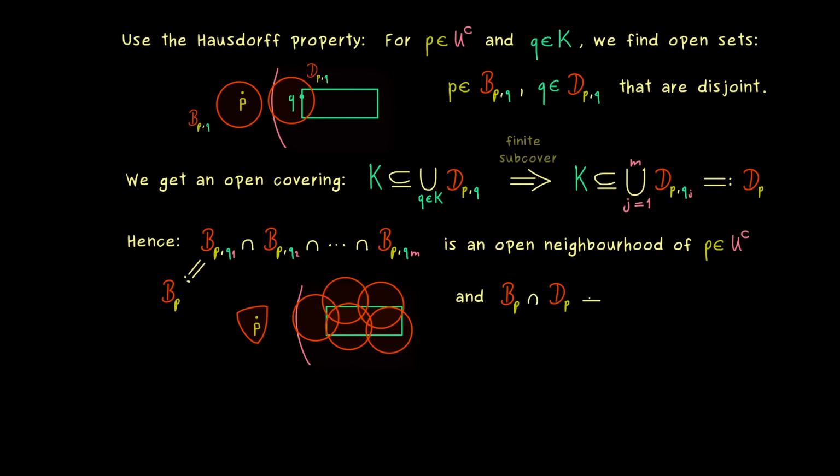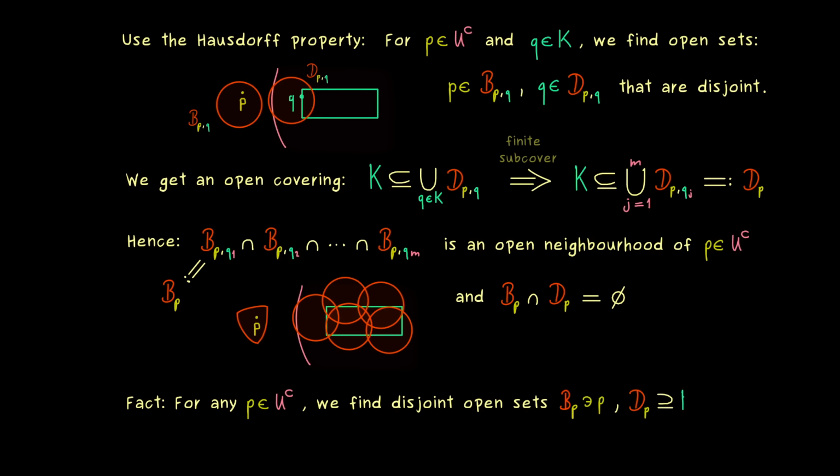So in some sense you could say that the Hausdorff property extends to a compact set K. Indeed, for any point P we find an open neighborhood, and we find a whole open neighborhood for the set K such that both sets are still disjoint. So let's quickly formulate it as a fact. For any point P we find disjoint open sets, and we call them B_P and D_P. And this D_P just enlarges our compact set K.